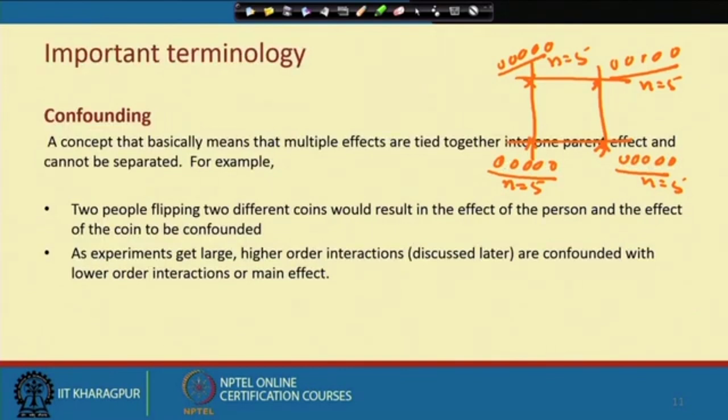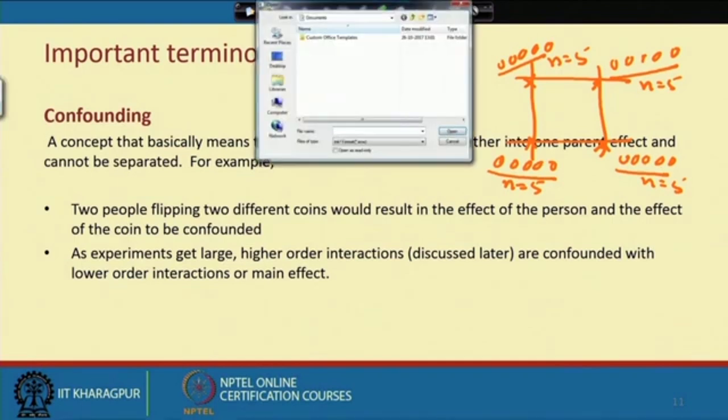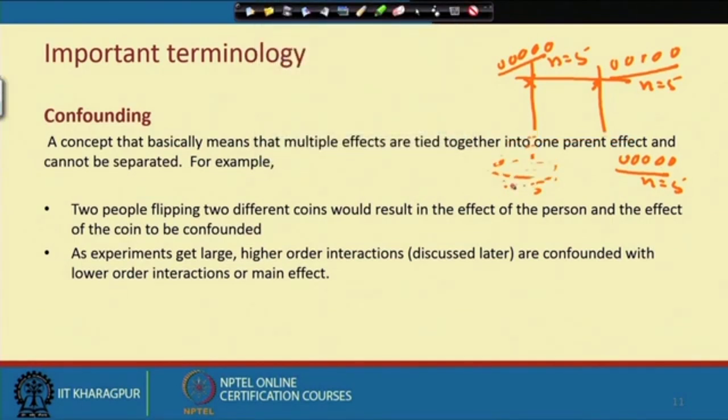Another interesting terminology that I have not discussed in the first lecture is known as confounding. Confounding is an important one. It is a concept that basically means that multiple effects are tied together into one, and you will not be able to separate them. For example, two people flipping two different coins would result in the effect of the person and the effect of the coin being tied together.